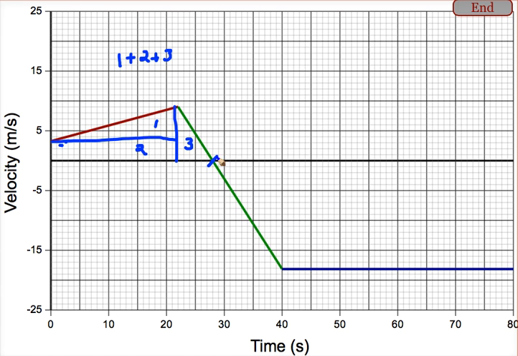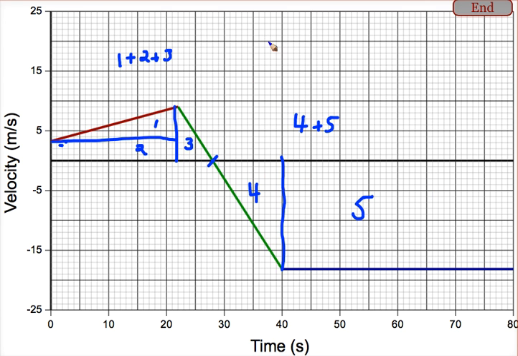Once it hit this point, it had stopped, and for the negative velocities, it's now moving backwards. So if you want to find the distance it traveled backwards, we would get the area for triangle 4 and the area for rectangle 5. If we add these two together, we would get the distance it traveled backward during the time expressed in this graph.